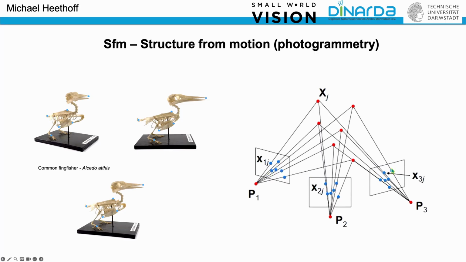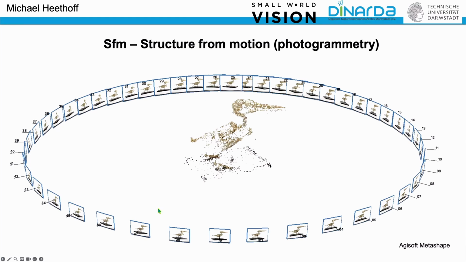We need images from different angles of an object. We need to know the parameters of the camera. Then there's just one solution where these actual points, red here, lie in the 3D space. I took 48 images just on one plane around this skeleton. This is the projection of the actual points in a 3D space.